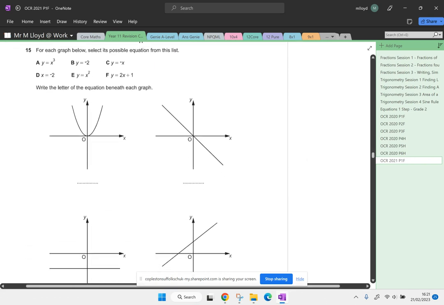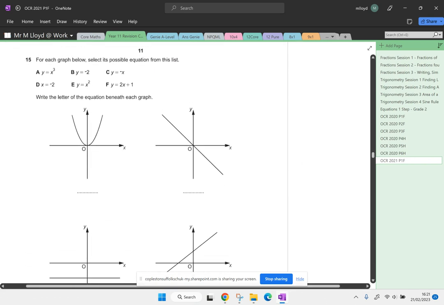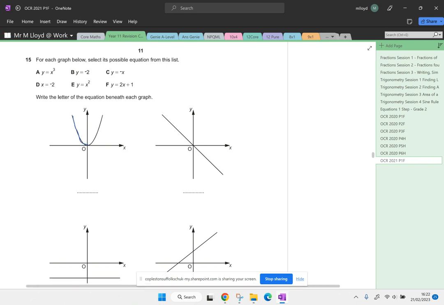Question 15, for each graph below, select its possible equation from the list. So for the first one, we've got a quadratic, that's a parabola. It doesn't have anything added to it at all. So this one is e, y equals x squared. This one is going in that negative direction. Again, it goes through the origin. So we've got c there, y equals negative x, we've got that negative gradient.